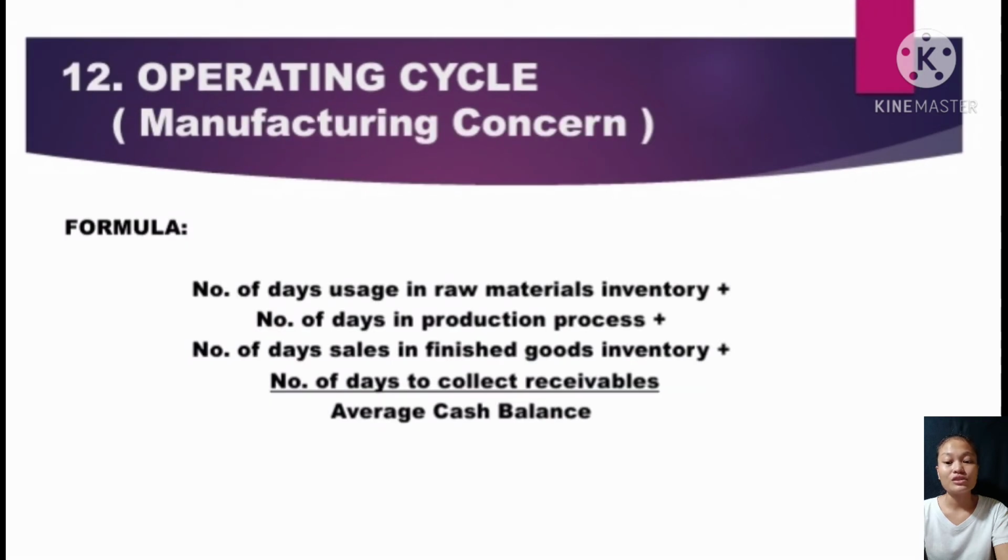Operating cycle in a manufacturing concern. The formula is number of days usage in raw materials inventory plus number of days in production process plus number of days sales in finished goods inventory plus number of days to collect receivables divided by average cash balance. Operating cycle in a manufacturing concern measures the length of time in order to convert cash to raw materials inventory to work in process to finished goods inventory to receivables and back to cash.